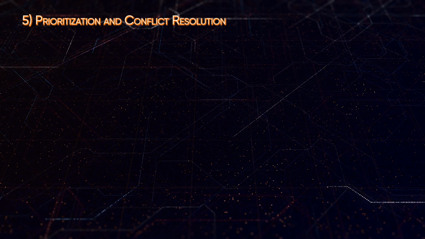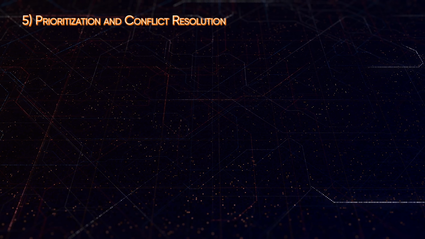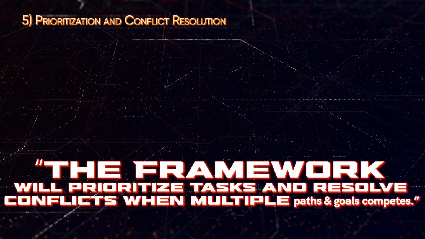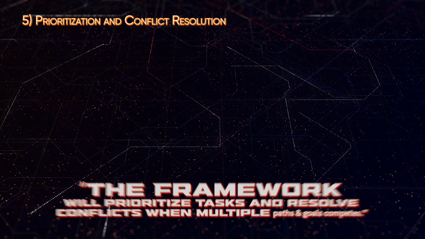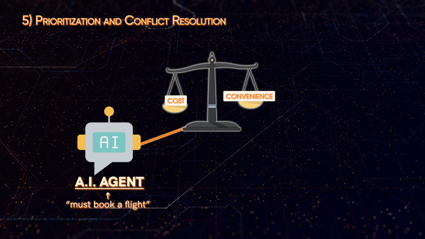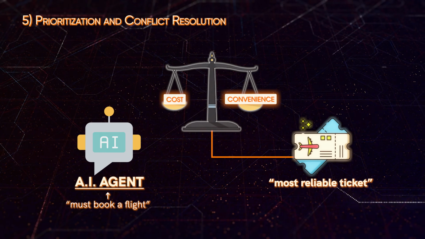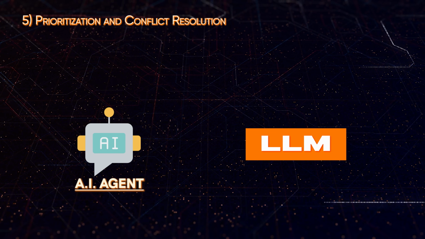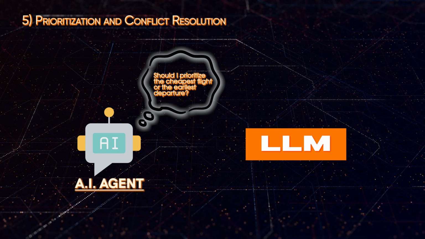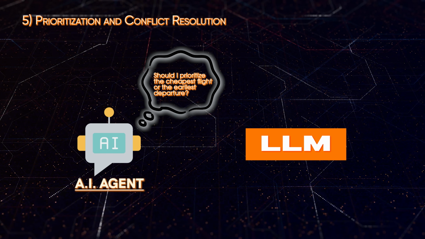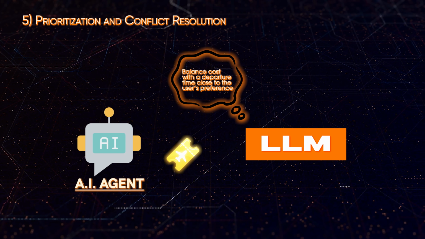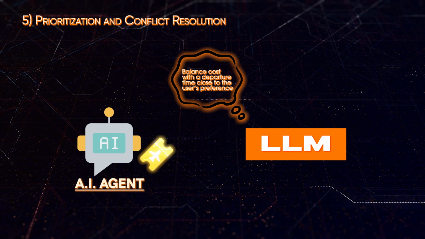Now, step five is prioritization and conflict resolution. The framework will prioritize tasks and resolve conflicts when multiple paths or goals compete. For example, if an agent must book a flight but also ensure it fits a budget, it weighs the options to balance both constraints. Now, the LLMs can evaluate and rank options using reasoning. For instance, the agent might query the LLM, "Should I prioritize the cheapest flight or the earliest departure?" The LLM will then suggest a balanced choice based on the user preferences or the preset criteria.